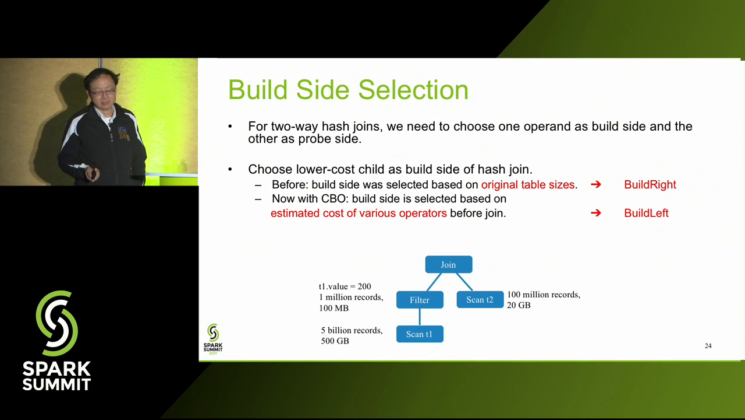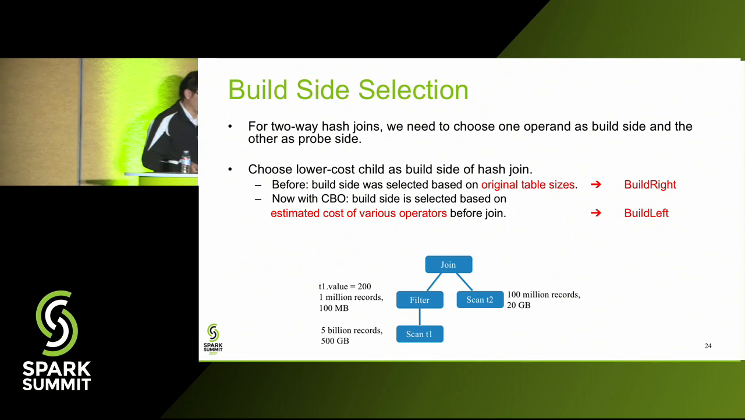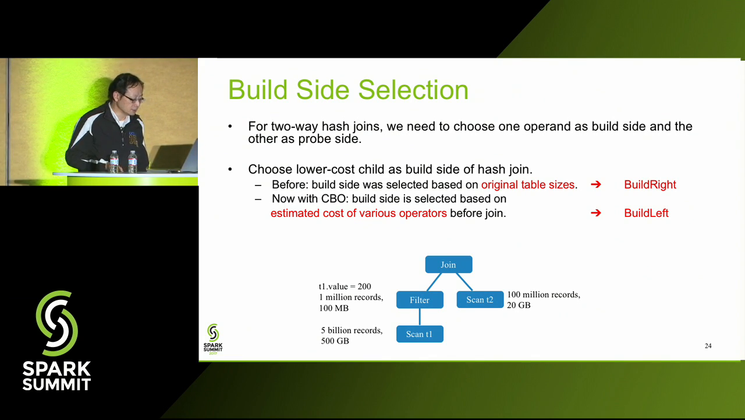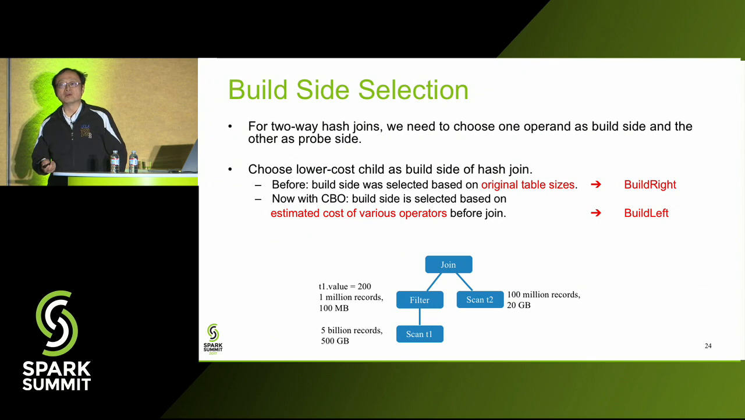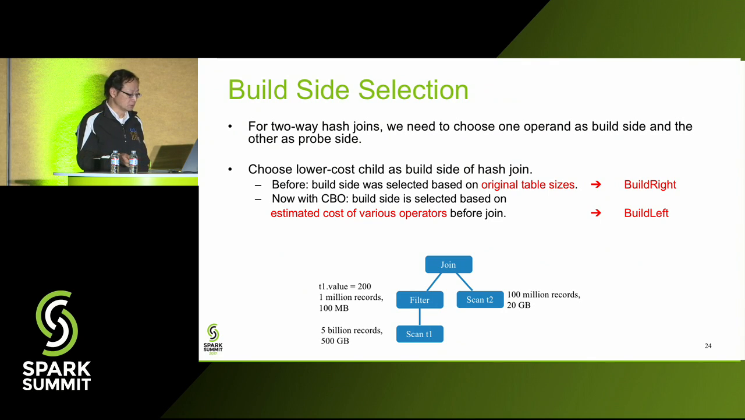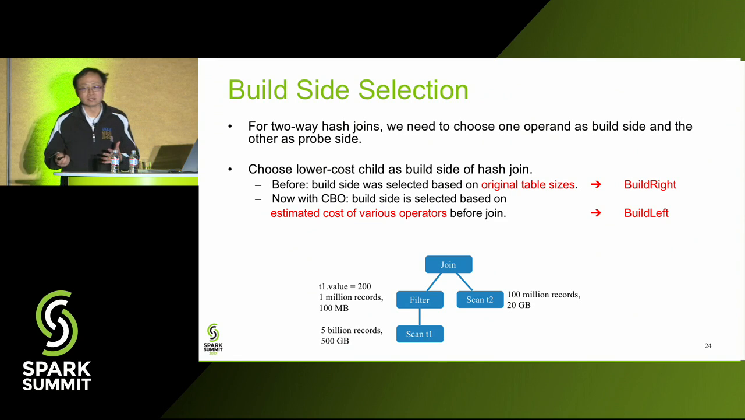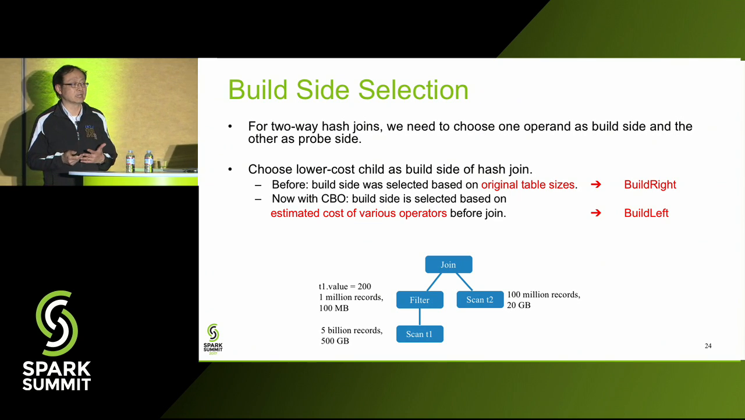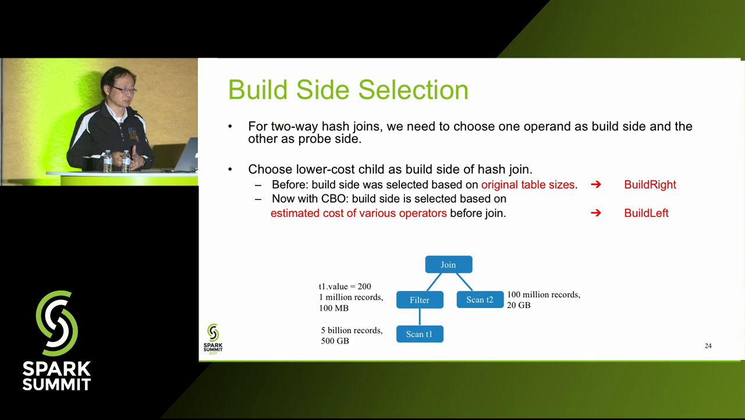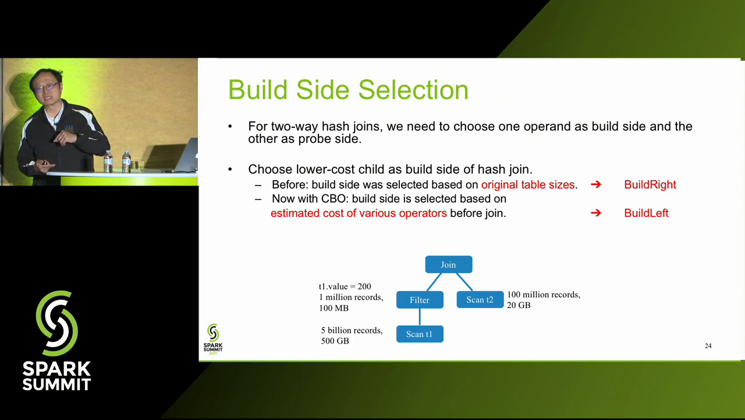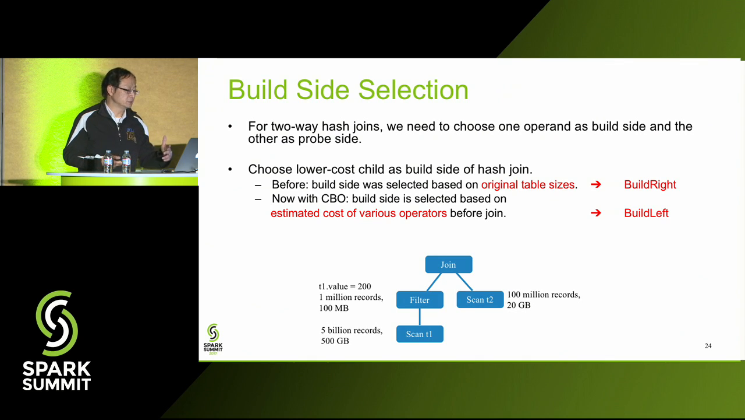Here, we try to join two tables, T1 and T2. T1 initially has 5 billion records and 500 gigabytes, and T2 has 100 million records and 20 gigabytes. Before CBO, before Apache Spark 2.2, the system would make a decision based on the original table size. You would say that because T2 is smaller, you would choose the right side as the build side.